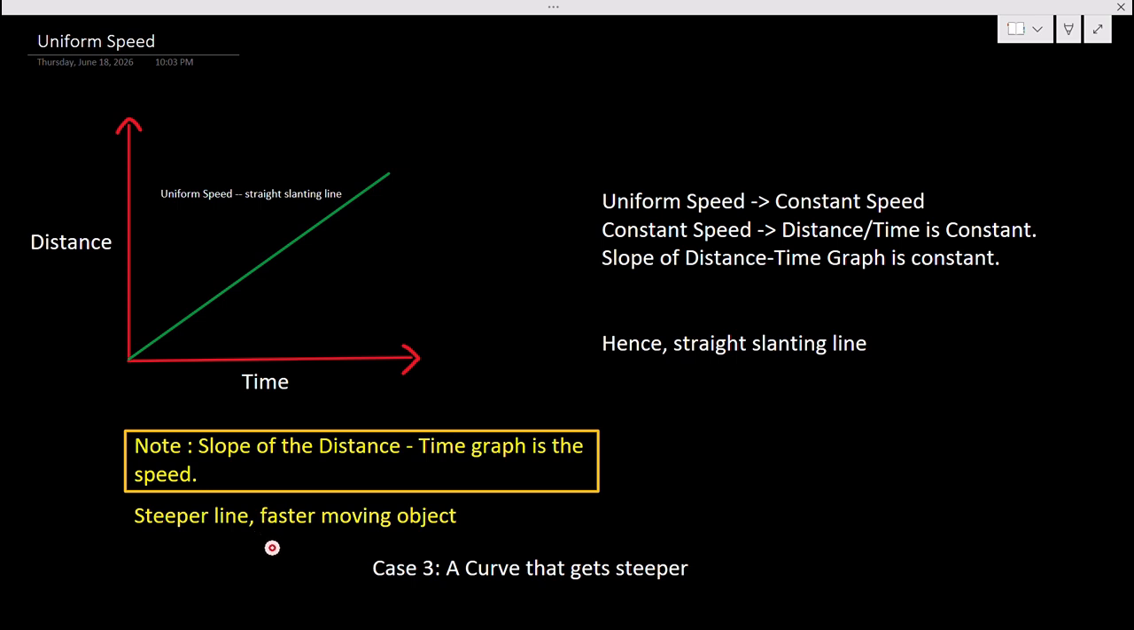So these are the two cases we discussed. Now, what can be a third case? The first case was the object is at rest. The second case is that the object is moving but at a constant speed. Now, what can be a third case? The object is moving but not at a constant speed. So the third case is, let's say this curve was a straight slant line, but what if this curve goes up like this and gets steeper? Okay, so let's go to that. What does that mean, and how do we get information from that graph?